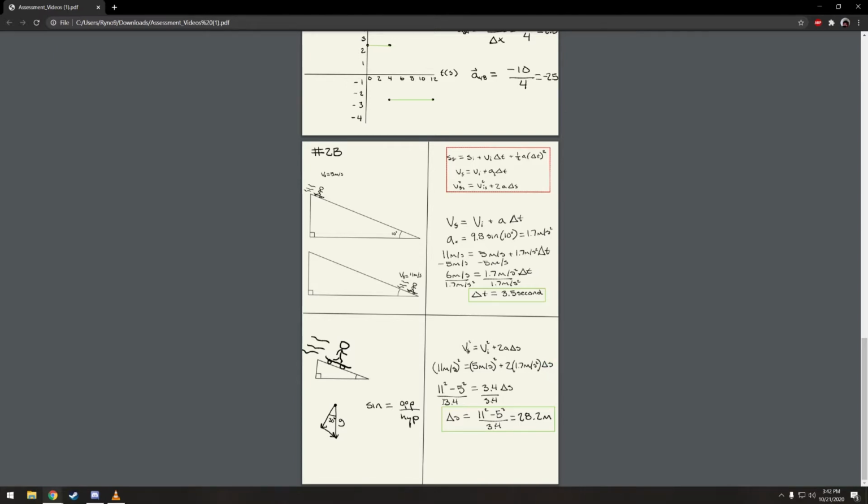We end up getting this equation, which is 11 squared minus 5 squared over 3.4, which turns out to be 28.2 meters. This number means that it is the length from here to here in meters.